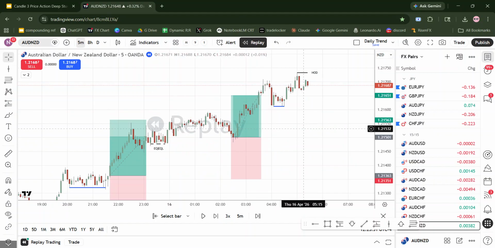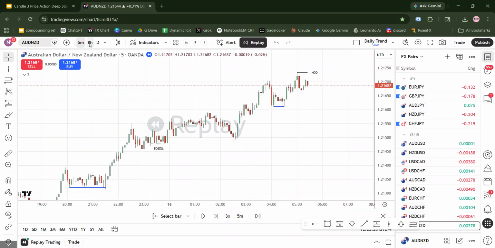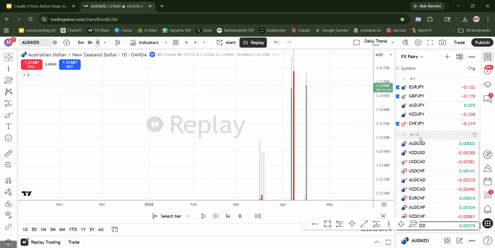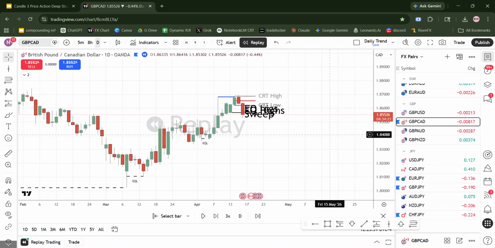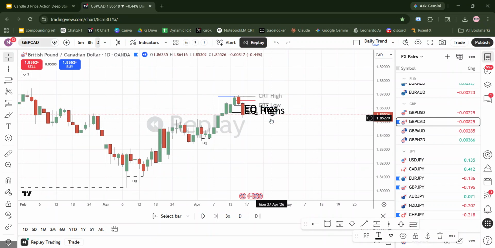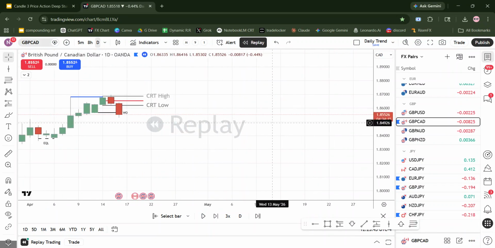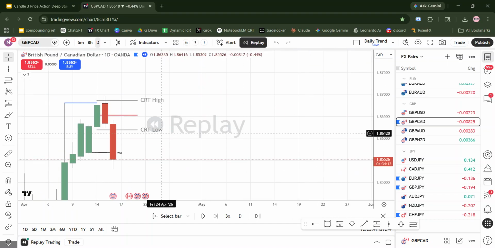For instance, let me see. I'll show one more, then we'll be done. I'm just going to try to find a pair that moved a lot. Okay, here we go. Pound cat. I don't know if this is... oh yeah, this was a candle 4. I hate I missed this one too. I had it marked, but I didn't take it. Yeah, it's candle 3 right there.